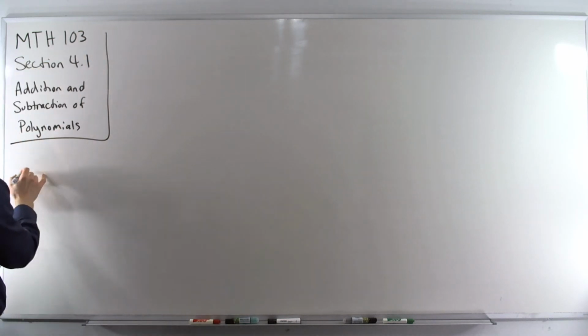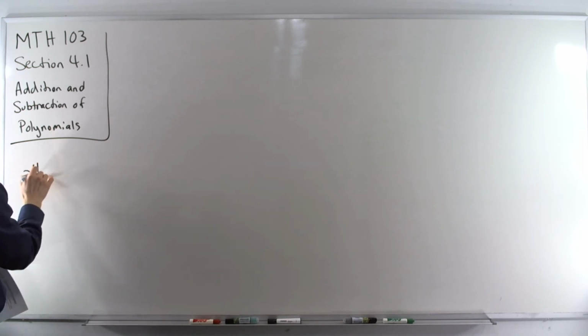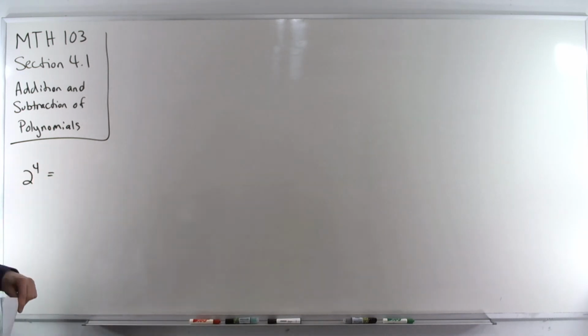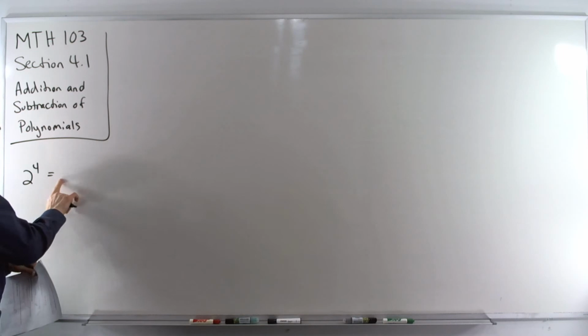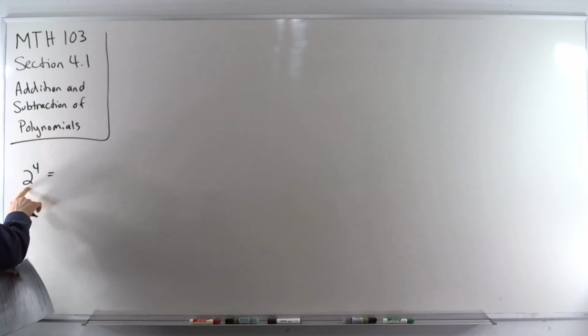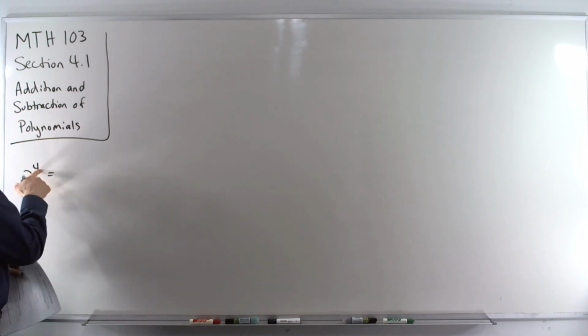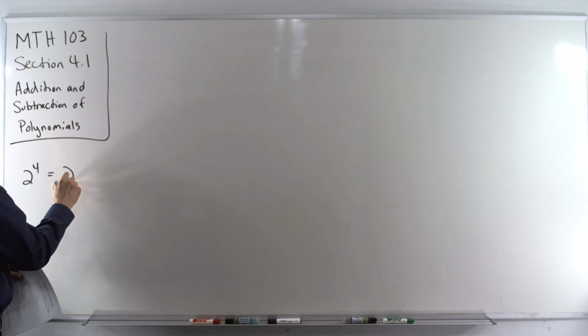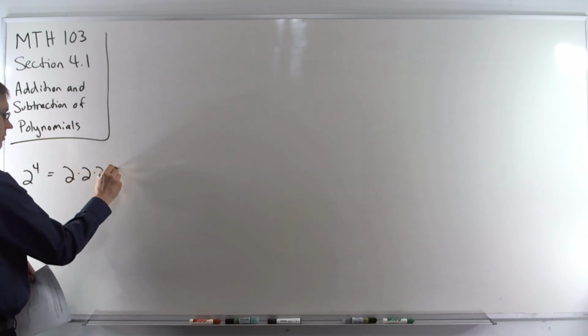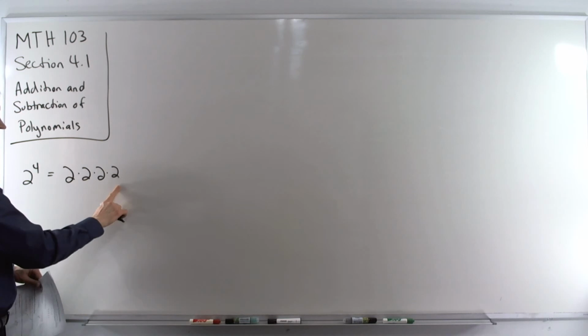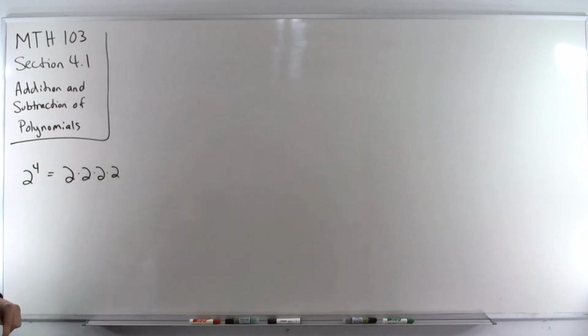So first example, we're going to write 2 to the 4th in expanded form. Expanded form is where we write it just as a multiplication. So the base is 2, and it's going to appear 4 times in the multiplication. So 2 times 2 times 2 times 2. And this is the expanded form of the exponential notation. Your turn. Write 3 to the 5th in expanded form.